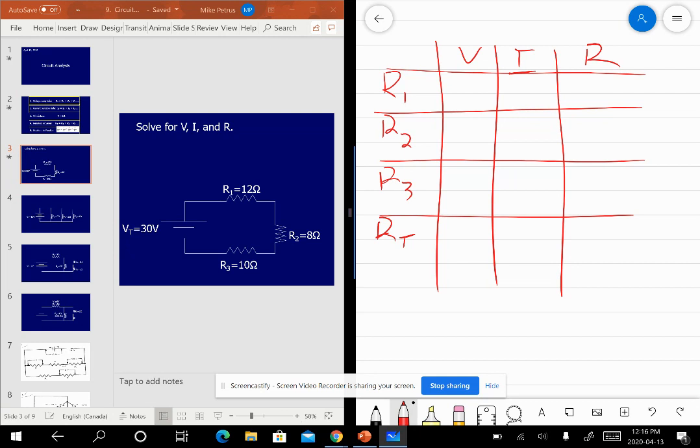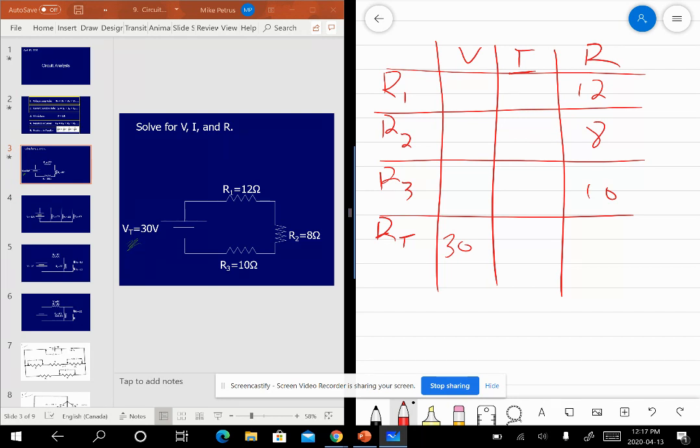The RT, that's at the source, right? I don't know if you remember that from before, but it's at the source. So at the source, we know we have 30 volts. And we know all the resistances. R1's resistance is 12 ohms. Then we have 8 ohms. Then we have 10 ohms. The rest of this is, can you fill in all the blanks?